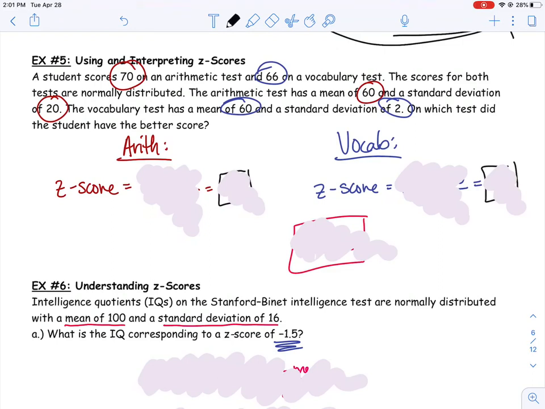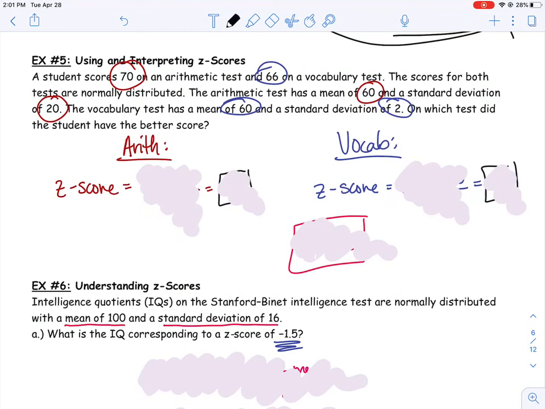Well, what they're really asking for is, compared to the average, how much better did they score on the arithmetic test and how much better did they score on the vocabulary test? If I'm 1 standard deviation above the mean, that's a little bit better than 0. Or if I'm 2 standard deviations above the mean, that's better than being 1 standard deviation above, right? And so what we want to do is find what standard deviation they fall at. So let's go ahead and compute their z-score. Let's figure out where they fall.